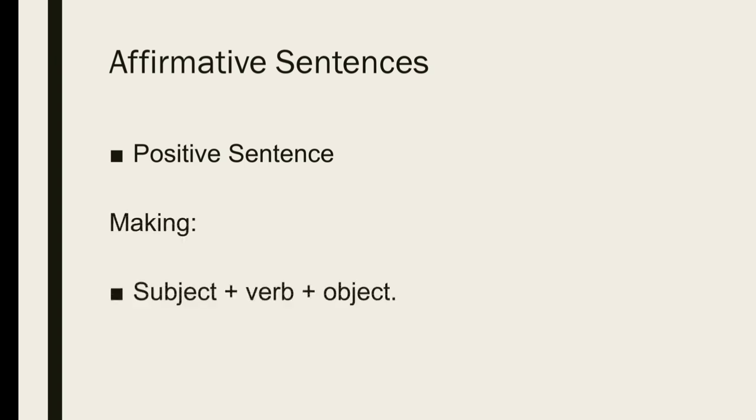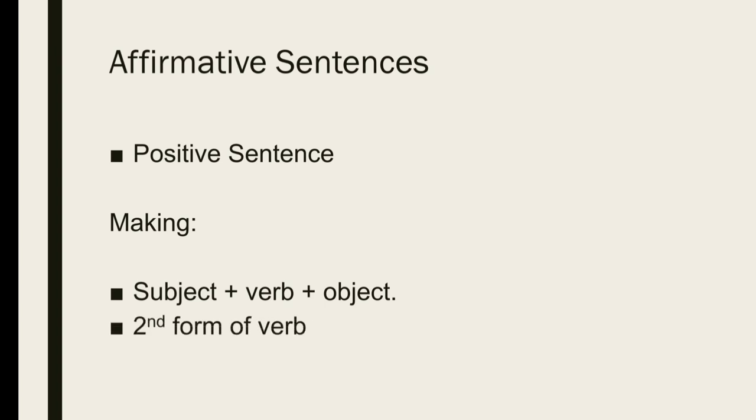Affirmative sentences. First of all, we will see what is affirmative sentences. Affirmative sentences are positive sentences. Making. Subject plus verb plus object. And which form of verb is there? Second form of verb. That's good.